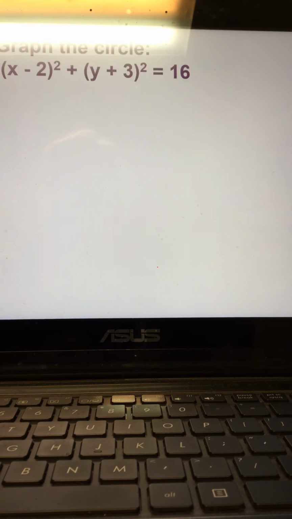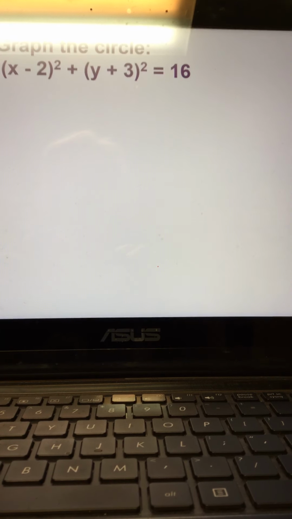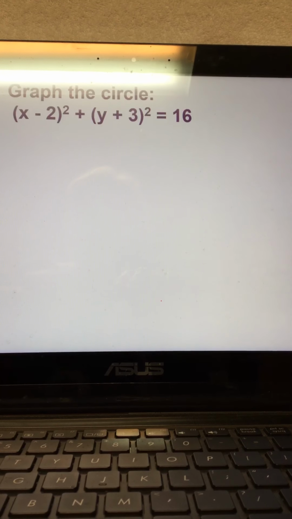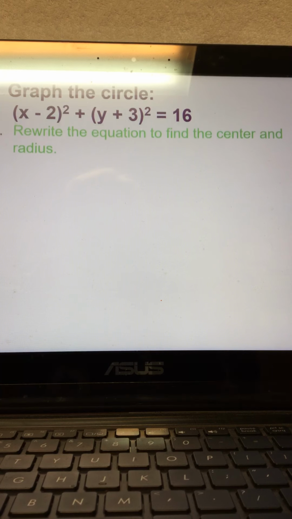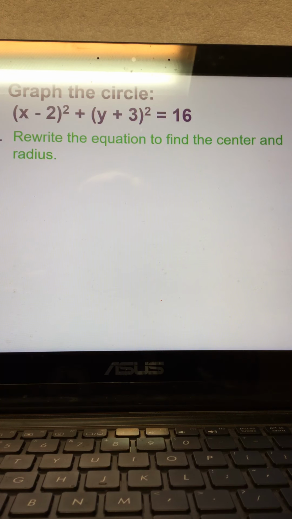All right, we're going to do one more problem. It says graph the circle that has this equation: (x minus 2) squared plus (y plus 3) squared equals 16. And remember, in order to graph, you have to know 2 things. You have to know the center, and you have to know the radius. So we're going to rewrite or rethink of the equation in our heads.